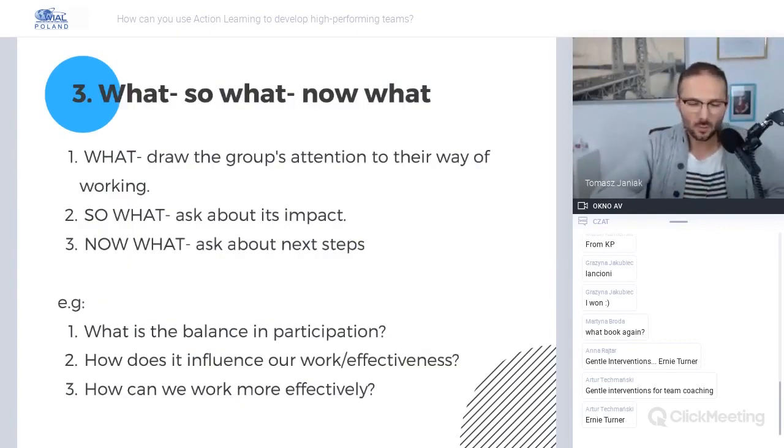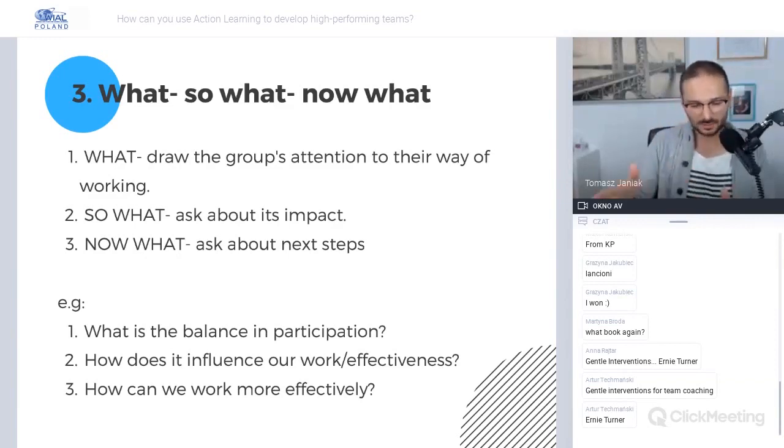Number three, what, so what, now what? One of the most useful models for coaching interventions. When I run the School of Action Learning here in Poland, we have this module where we talk about difficult situations with the group, difficult situations in coaches' work, and we often use this model to think about how the coach could react to different situations that can happen. It is a really simple model, but the use of it requires practice and, I guess, experience. At least that's what I observe in new action learning coaches. They need time and practice to get used to this tool, even though it's so simple.